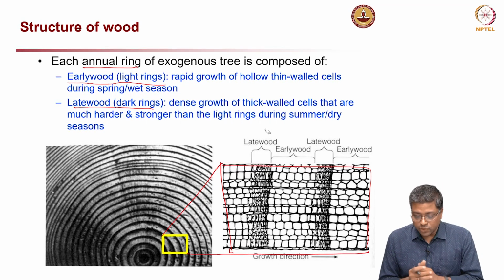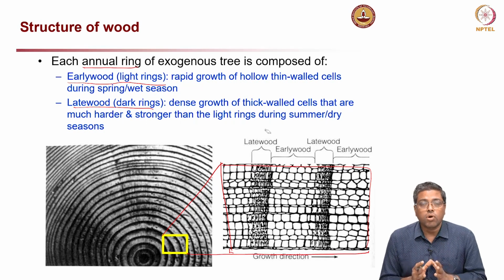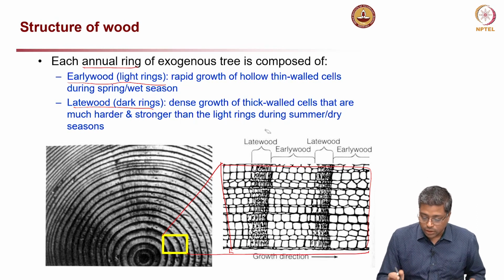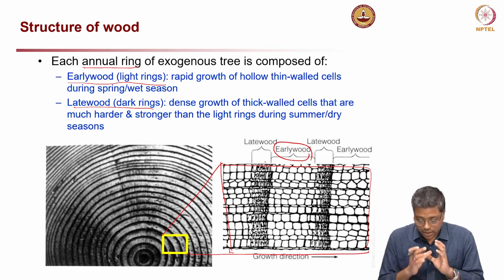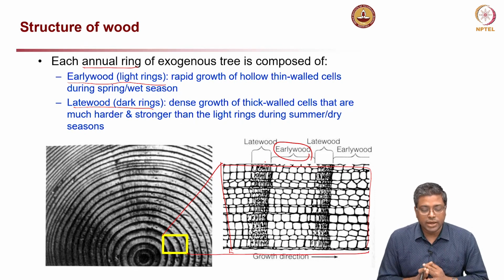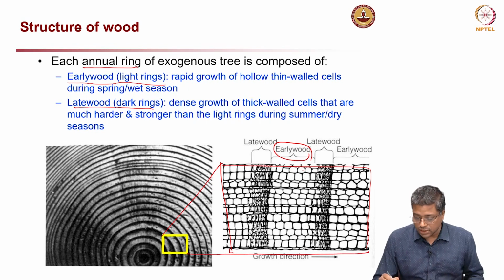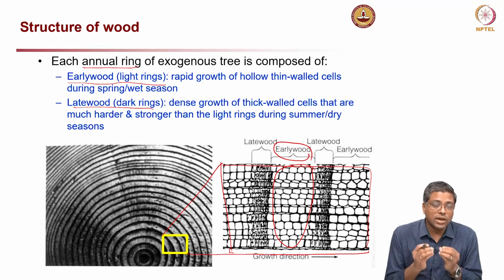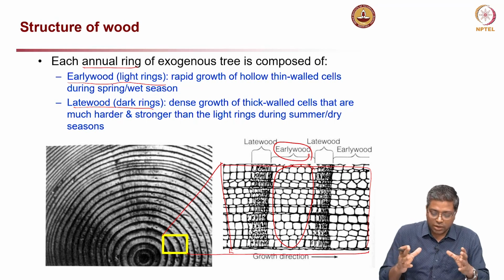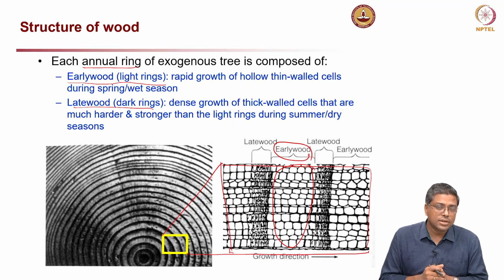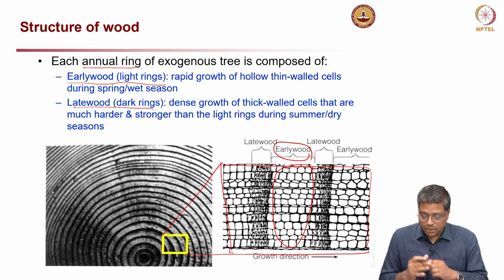Now, early wood is a rapid growth of hollow thin walled cells. This is the early wood we are talking about. You can see in this region you have larger cell walls, they are hollow and they grow rapidly during the spring or wet season, because whichever cavities are formed will get filled with moisture. So, eventually they will have larger cavities, the cell structure is like that.